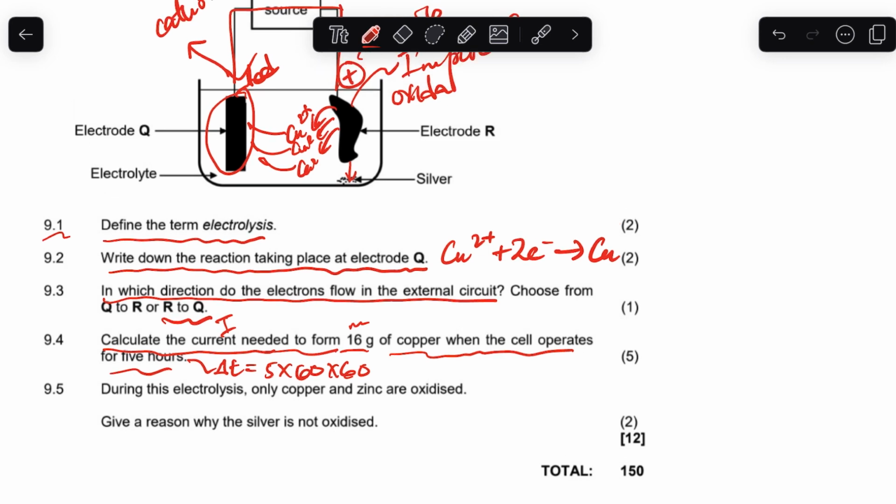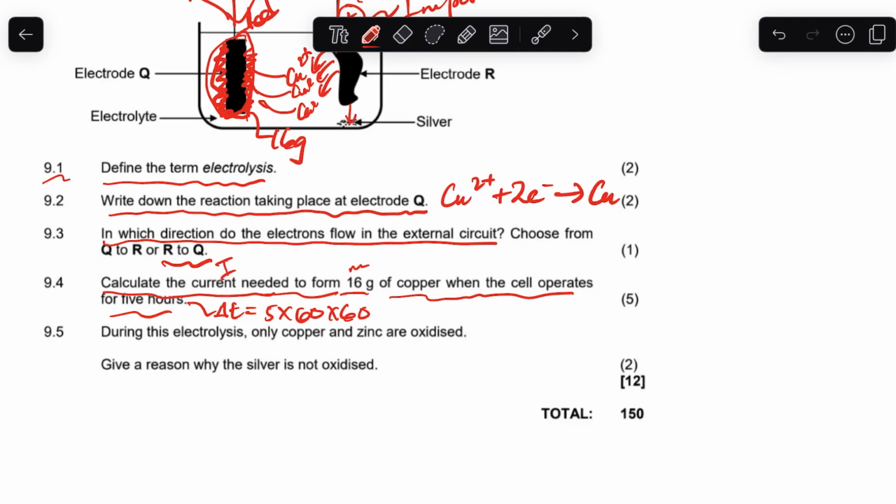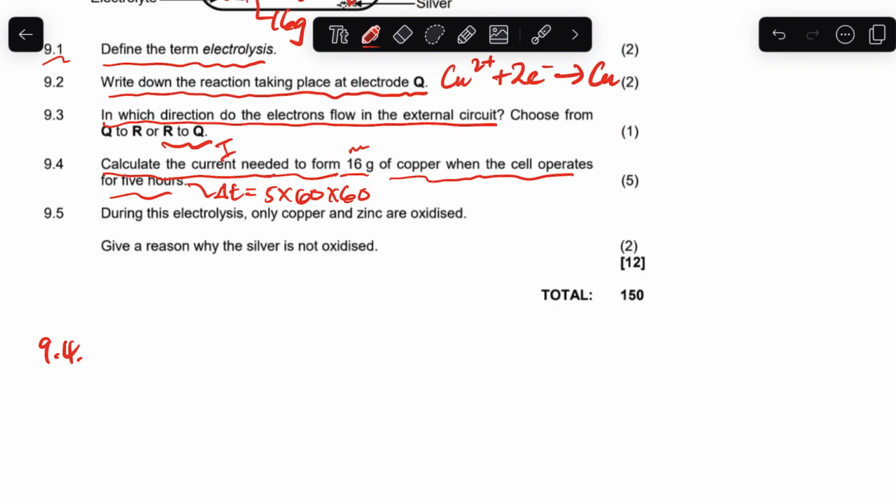This question, guys, basically says let us calculate the current that is needed when the mass that is going to be deposited there is 16 gram, right? We want that. So in 9.4, what we will have to do there, we'll have to change the mass of copper into number of moles. So the mass is 16, we divide by the molar mass of copper, which is 63.5. The answer is going to be 0.25 mole.